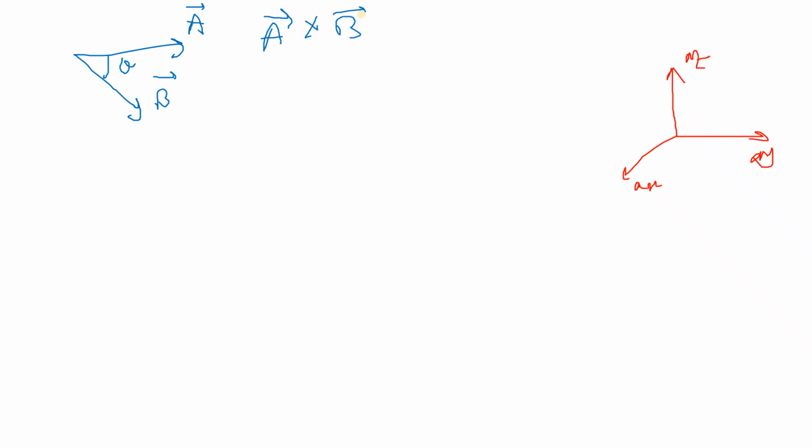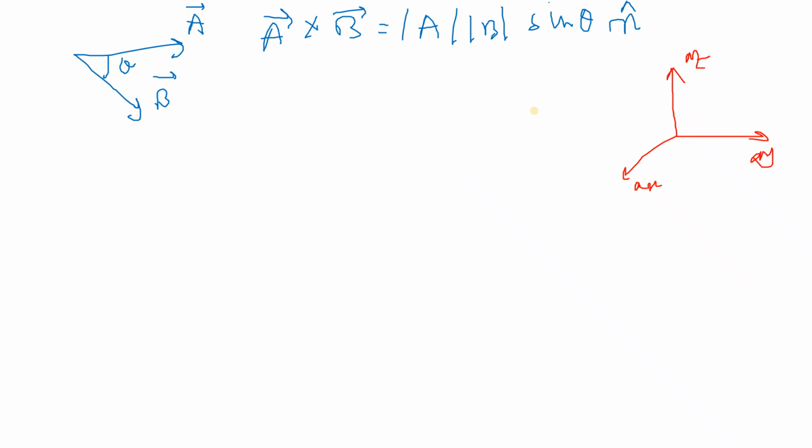Now we have seen the dot product, but what about the cross product? What will be the cross product? Sir, magnitude of A, magnitude of B, sin theta, n cap, the unit vector. Why a unit vector?